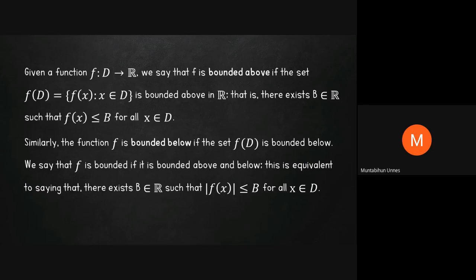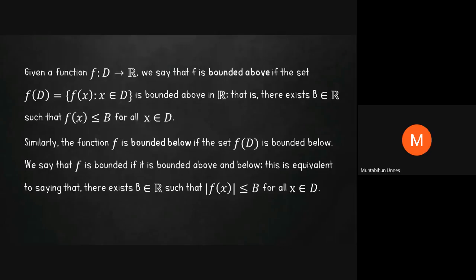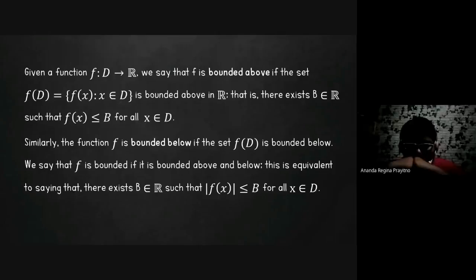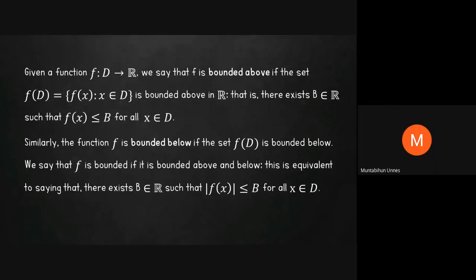Similarly, the function f is bounded below if the set f(D) is bounded below. And we say that f is bounded if it is bounded above and below. This is equivalent to saying that there exists p element R such that the absolute value of f(x) is less than or equal to p for all x element D. The examples.